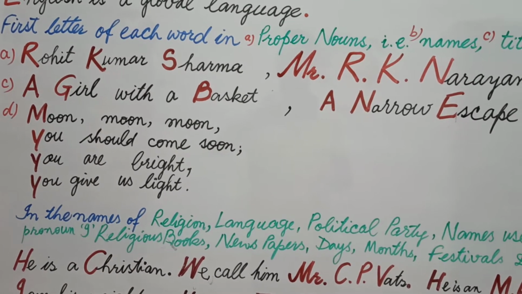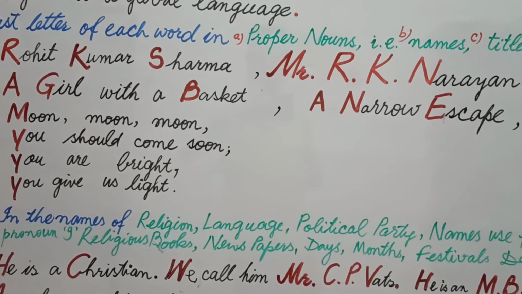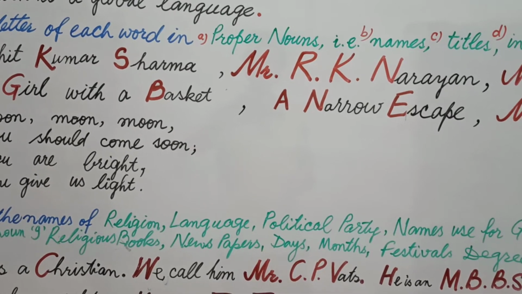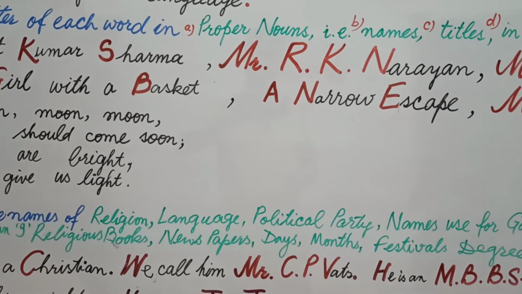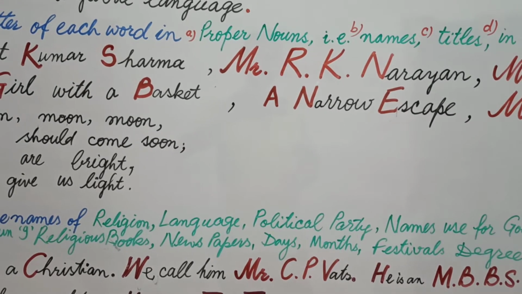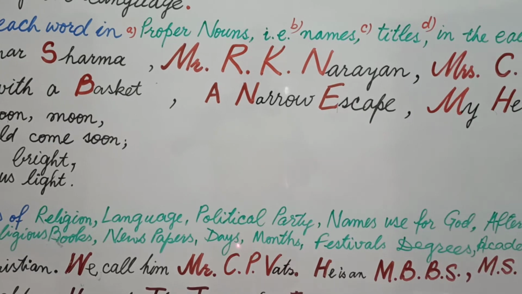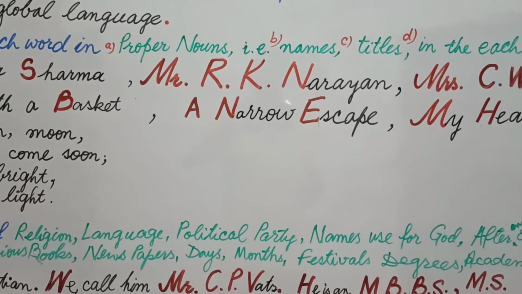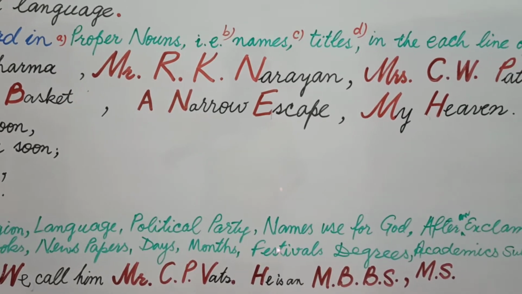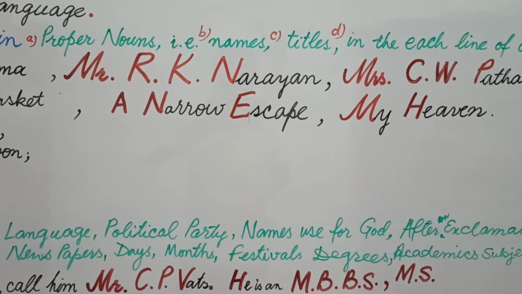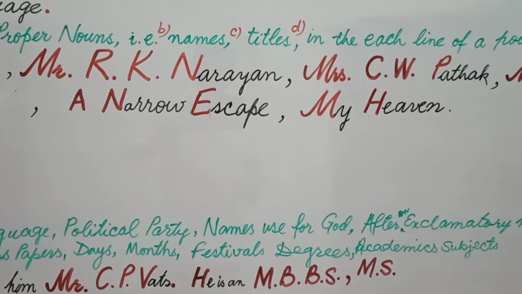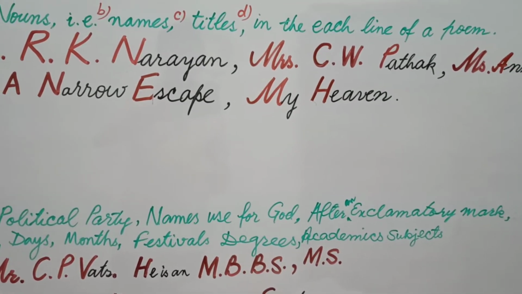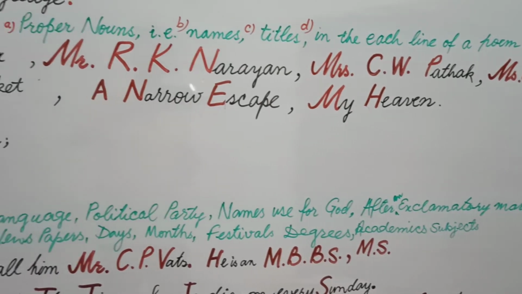Religious books: Gita, Quran, Bible. Students, the first letters of these books must be capital. Newspaper: Amar Ujala, A and U capital. Dainik Jagran, D and J capital. The Times of India, students, TTI capital. Days: Sunday, Monday, Tuesday, SMT capital. Months: January, February, March, J, F, M capital. Festivals: Deepavali, Holi, Eid, DHE capital. Degrees: MBBS, like this. All the letters should be capital. Academic subjects: mathematics, history, geography, English, first letter should be capital.